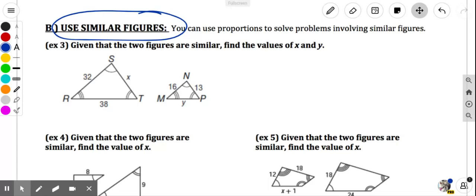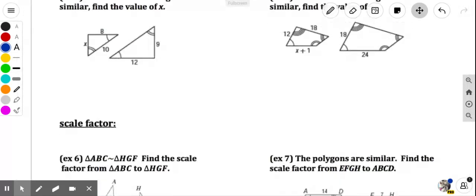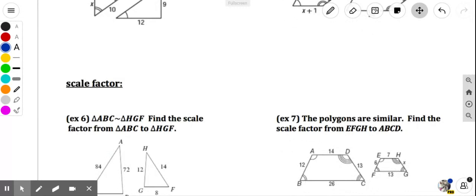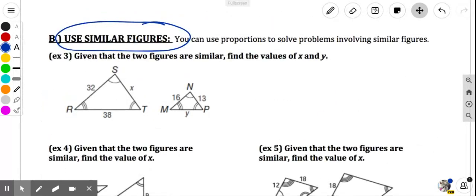Like if I told you that these were similar, they have the same scale factor, which I'm now realizing we should define a little bit sooner, but that's okay. We'll save it for those examples.